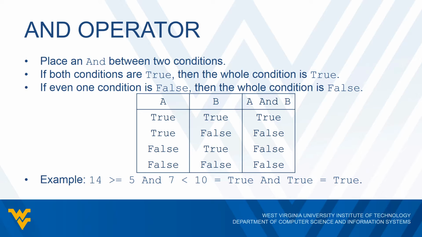So let's look at another example here. So let's say we have the conditions 14 greater than or equal to 5, and then the condition 7 less than 10. Well, 14 greater than or equal to 5 is true, and 7 less than 10 is also true. So true and true turns out to be true.